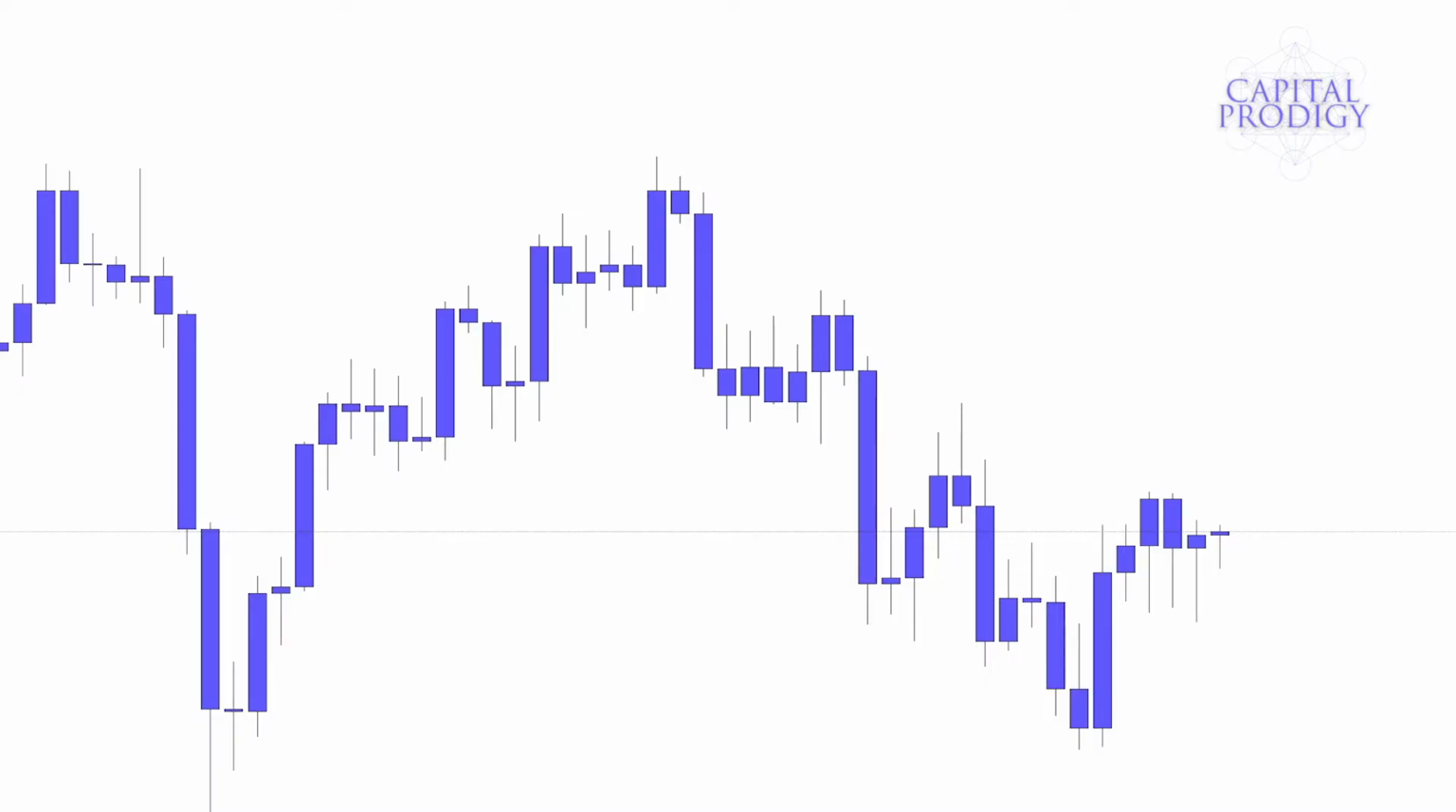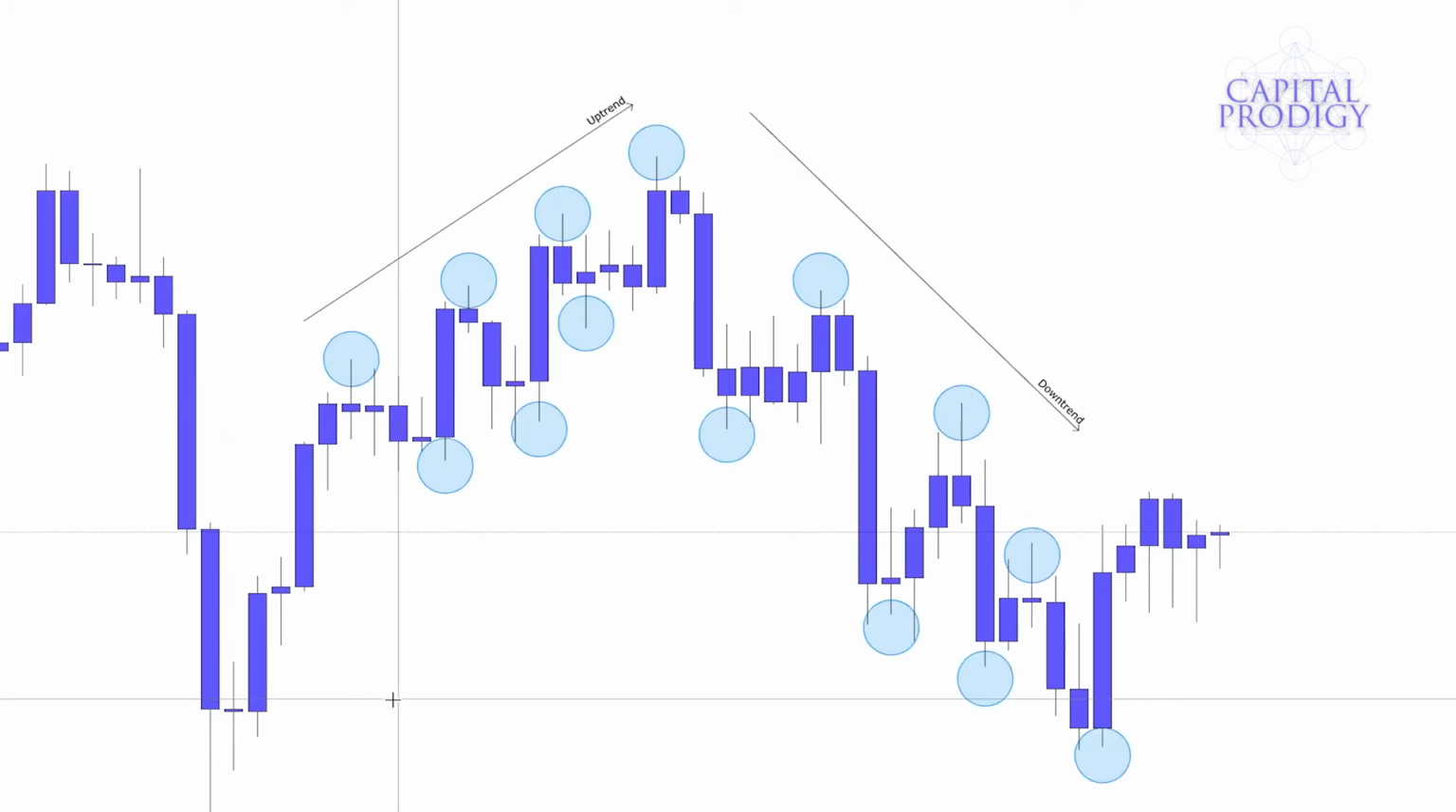So now you guys have a basic understanding of what market structure really is. Let's see some live examples and head into the chart. Here we are on the daily time frame of gold, and let me show you this. This might be confusing at first, but trust me, it's really not.